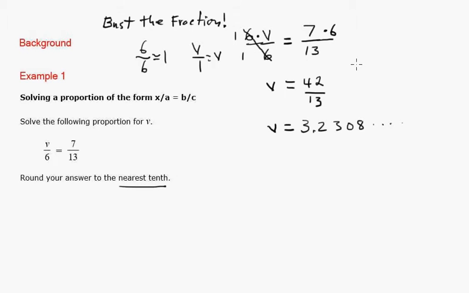So remember, this is tenths, which means 2 over 10, and this is hundredths, so that would be 3 over 100. I draw a little imaginary line right here, and we say, okay, this 3 is below 5, so I round down. I'm just going to keep it at v equals 3.2. So that's it. If you put 3.2 in for v, this equation is balanced.